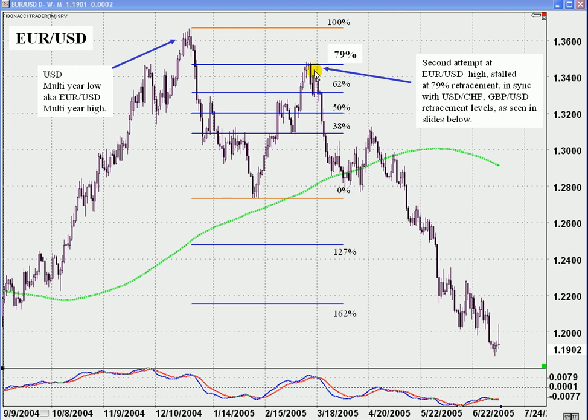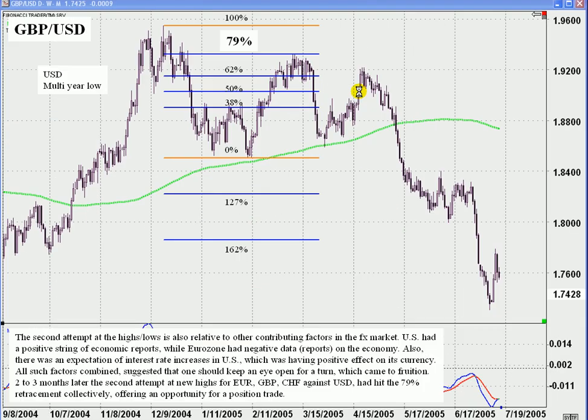This one came back 79% of this downswing. Came back 79%. But let's go to the British pound. This came back deeper than the 79%. It actually came back 86%. It came back a lot deeper, which can cast doubt on your trade.